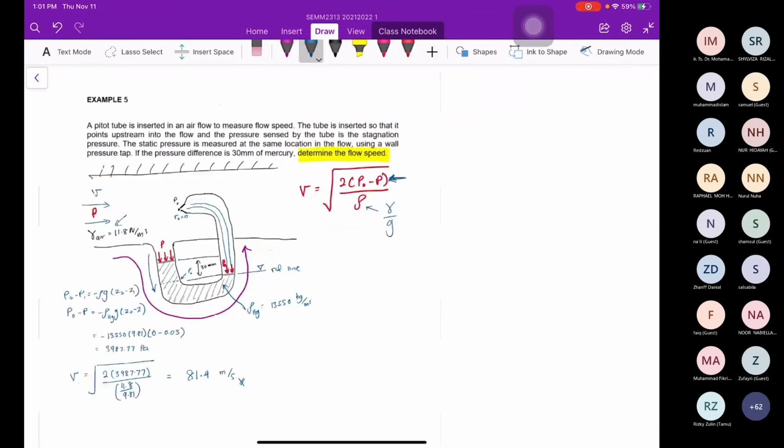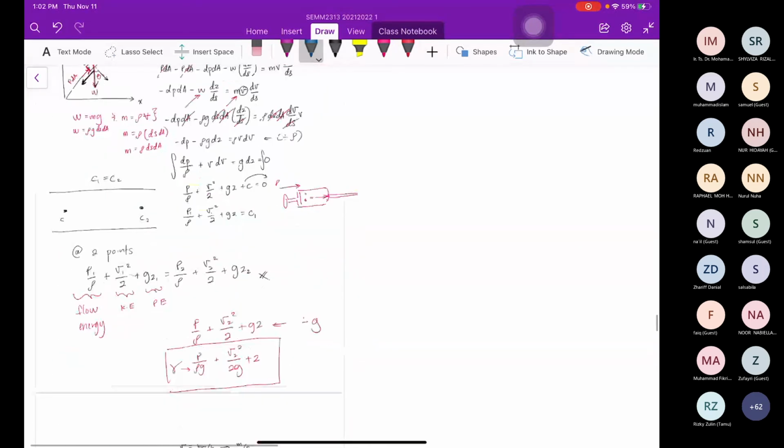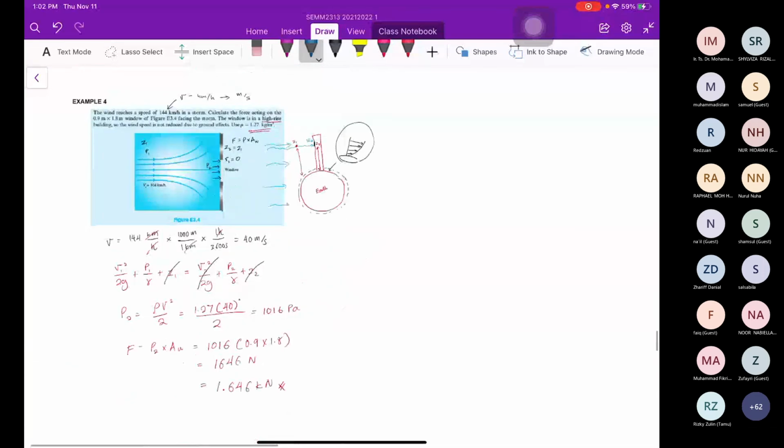Okay, is there any question? Okay, class. After this, I'm going to post in the forum what have you learned on the Bernoulli equation. Please list out at least three main ideas of what you have learned on the Bernoulli equation. Okay. Please let me know.